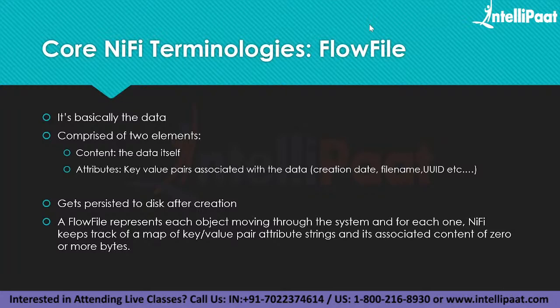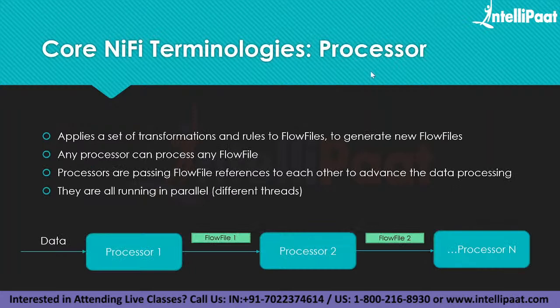So a flow file represents each object moving through the system, and for each one, NiFi keeps track of a map of key value pair attribute strings and its associated content of zero or more bytes. So in short, this is what a flow file is. You have your data, and you also have your attributes, describing what this data is. That's what the flow file is. So whatever data, whatever objects flow through your Apache NiFi data flow, that's called a flow file. That's the heart of Apache NiFi.